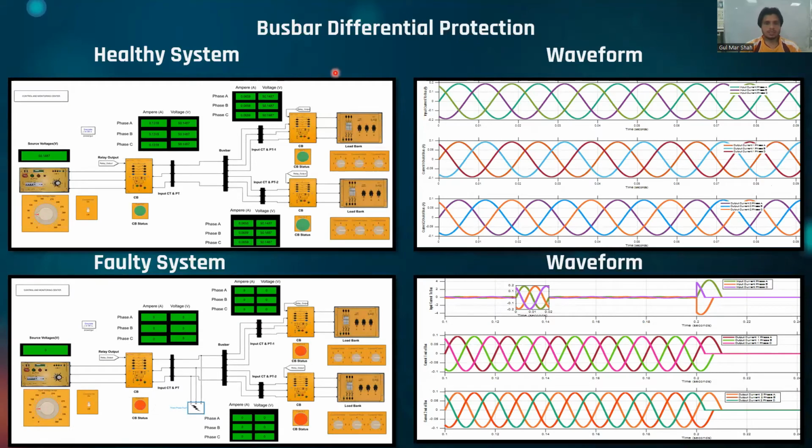Now, this is the busbar differential protection, this is the healthy system, and the waveform is quite impressive. This is the input, and this is the output of feeder 1. This is the output of feeder 2. And this is the faulty system where it shows the circuit breakers are tripped. The status shows that the circuit breakers are tripped. This is the input current waveform, and these are the output current waveforms, feeder 1, feeder 2.